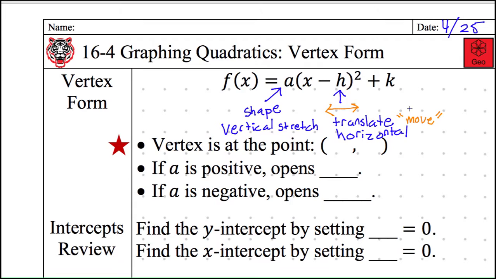So far, so good. And then finally, K. This also moves the graph, but now up and down. So I'm going to draw this up and down arrow. Again, it's a vertical translation instead of a horizontal translation. And if you don't like that word translation, you can call that move. It moves the graph up and down.